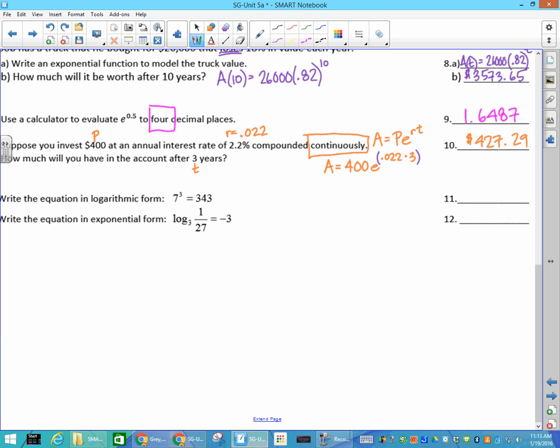All right, so I hope that I will do that at the end, but I'm going to extend this so we can go up. All right, keep moving on. Write the equation in logarithmic form, write the equation in exponential form.